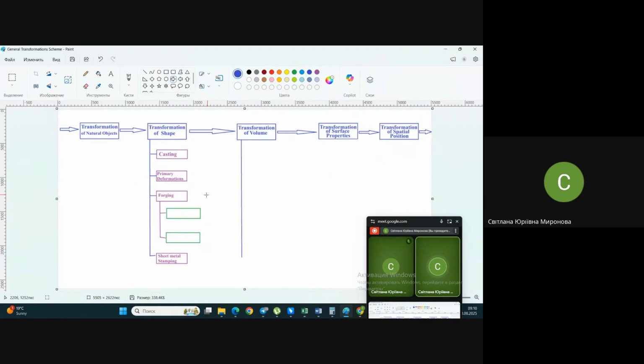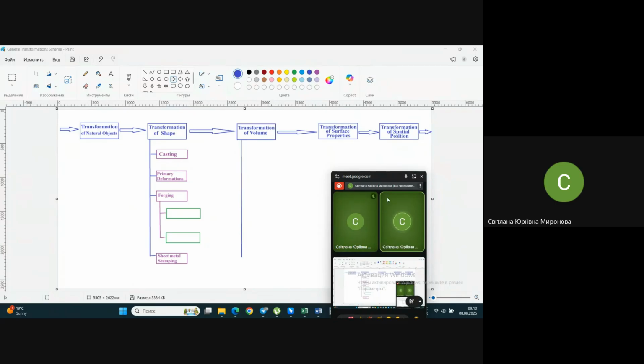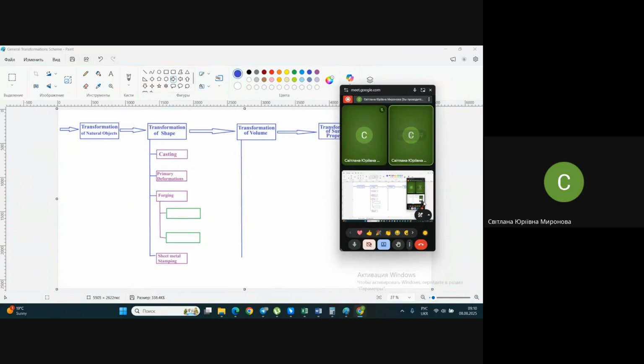But before we come to forging processes, we will talk about primary deformation methods. Right now I'm again wrong with the time for one class, because we have 2 hours. Let's stop.